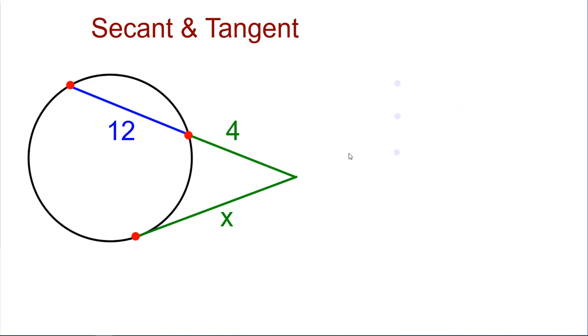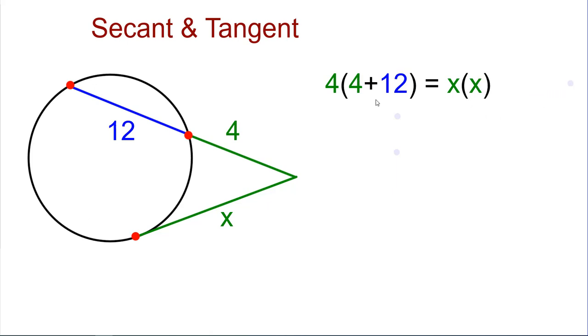All right, so the only other formula we have is with a secant and a tangent. Now it's actually the same formula, except when we do the whole thing for the x, that is the whole thing. The outside is the whole thing, right? So let's set it up just like we did the one before. The outside, which is 4, times the whole thing, which is 4 plus 12, is equal to the outside, which is x, times the whole thing, which is x, right?